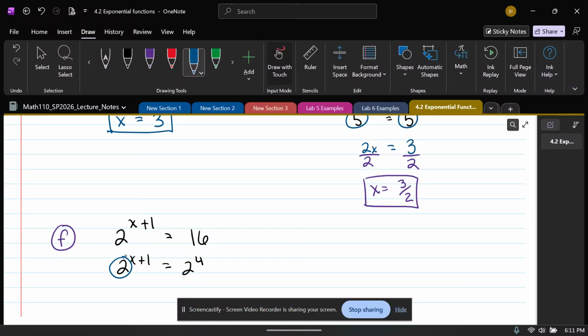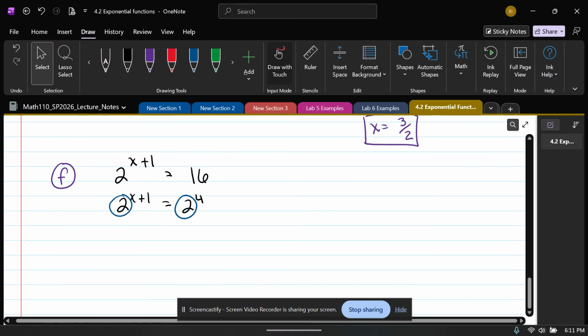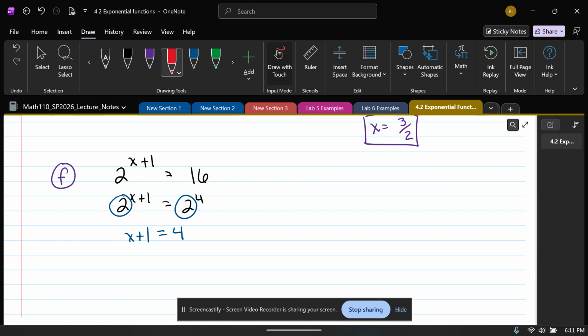Now I've got the bases the same, right? Yeah, set x plus 1 equal to 4. So once I get the bases the same, set the exponents equal to each other. And then it's an easy equation. Subtract 1, x equals 3. See what I mean by level 1 easy? Once you get the bases the same, the equations are not very difficult.